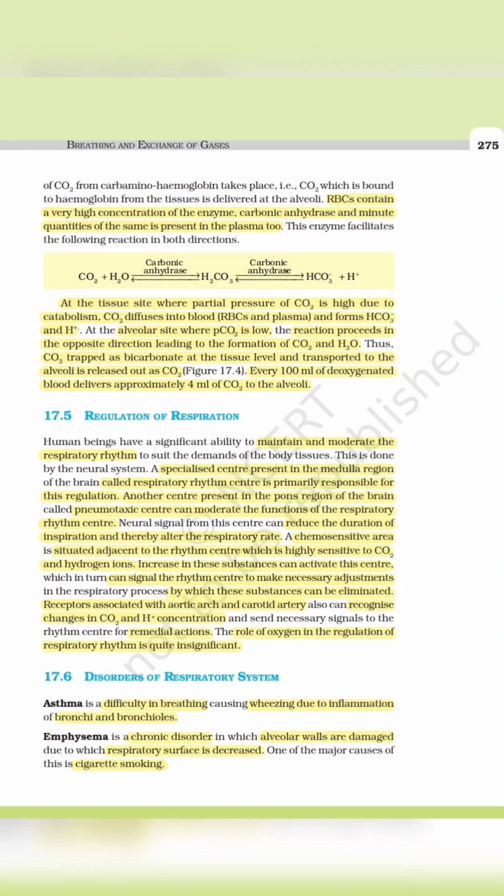Regulation of respiration. Human beings have a significant ability to maintain and moderate the respiratory rhythm to suit the demands of body tissues.